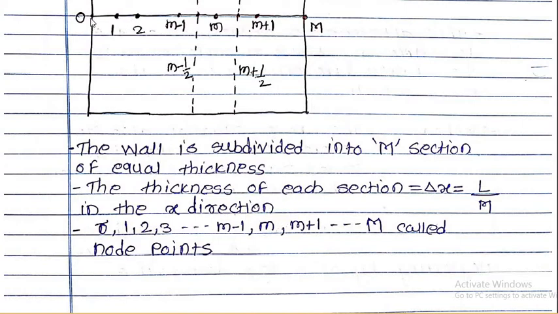So 0 we have provided here, and in the positive x direction we have provided the numbering: 0, 1, 2, 3, m minus 1, m, m plus 1 up to capital M, called the node points.